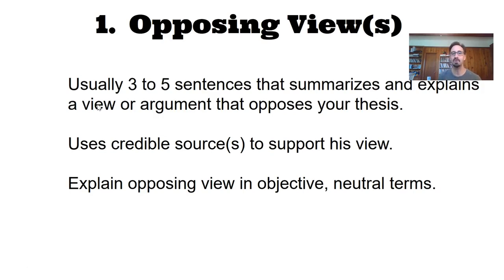So usually the summary of the opposing view is actually not short. It's a little bit lengthy, 3 to 5 sentences that summarize and then explain that opposing view, or the argument that opposes your thesis. It's something you've done with all your sources, where you've summarized a source. This time you're just summarizing a source that happens to disagree with you.